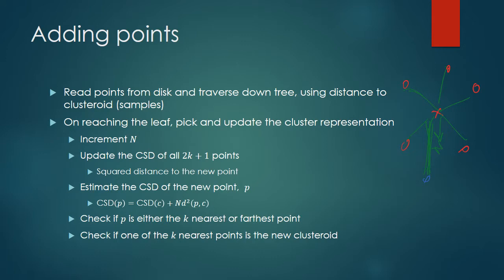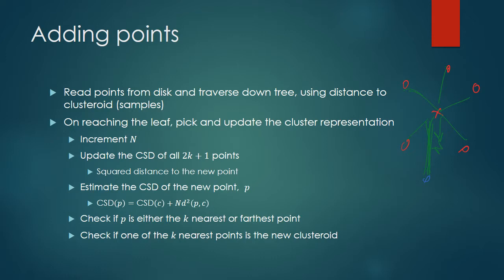Okay? Now, we're going to start reading points from disk or wherever else you have it, and we're going to traverse down the tree using the distance to the clusteroid. These are the samples that we have. So as you go, start from the root, compare it to the samples out there, go down and down and down till you get closest to the leaf node.